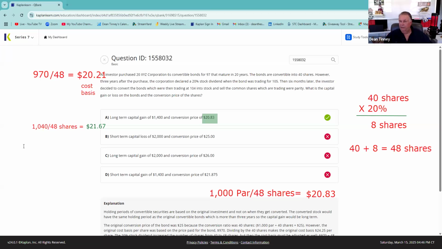I had to calculate parity twice. I had to figure out what parity is for me when I pay 970, and then what is the stock at if it's at parity. In the real world, that wouldn't be true. It wouldn't be at parity, but it is what it is. Okay, so now I've calculated parity, and now I've got my cost basis and I have my sales proceeds.